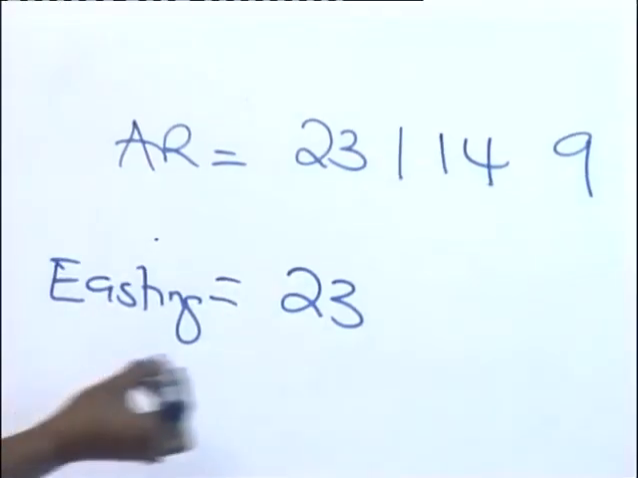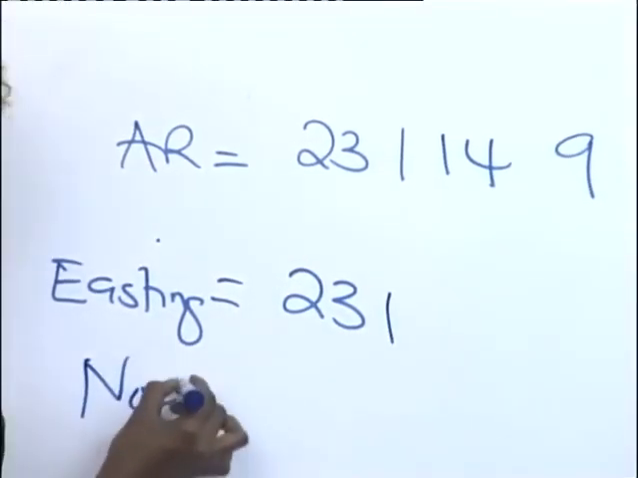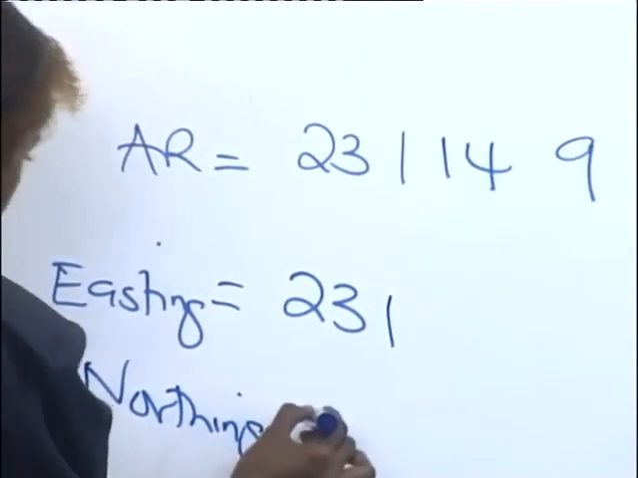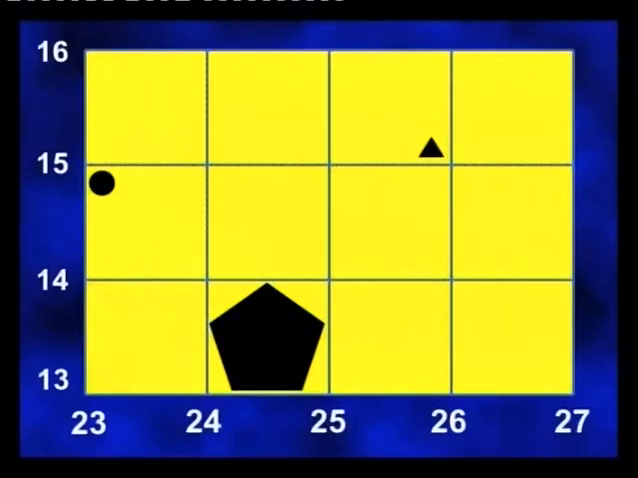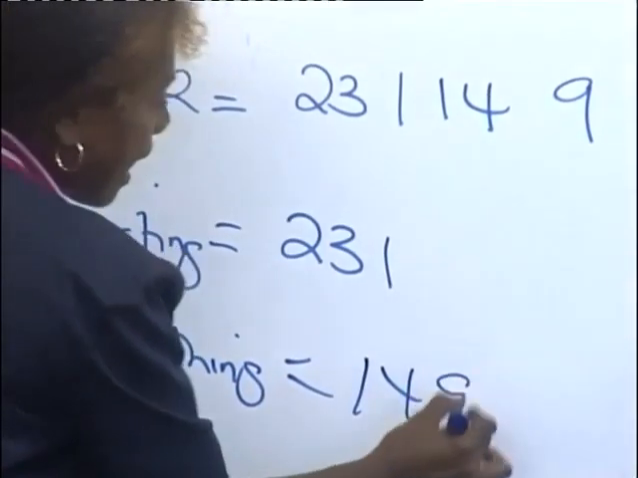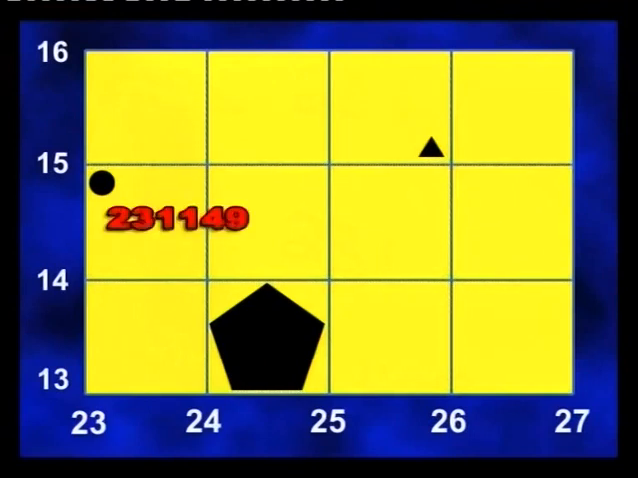Northing, so 23 1, northing. All right, same with northing. You look at the northing. It's 14, all right? And how many tenths is it up the square? It's 9 tenths. So instead of writing 9/10, you write 9. So 14, 9. Then you put your numbers together. It gives you the 6 area reference: 2 3 1 1 4 9.